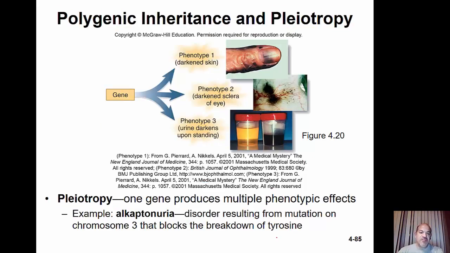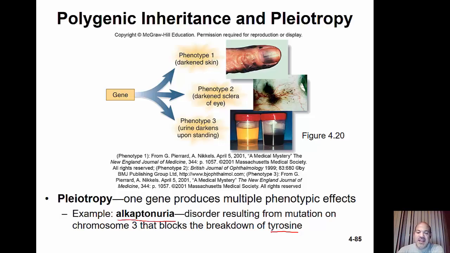And then we have pleiotropy, and this is where one gene produces multiple phenotypic effects. The example given in the book here, so you have one gene, and then you can see many effects, is actually a disorder called alkaptonuria. This disorder results from a mutation on chromosome 3, which blocks the breakdown of tyrosine. Basically, it creates a faulty enzyme in the metabolism of breaking down tyrosine. And so tyrosine is transformed to another compound, and then that compound is supposed to go through another change, but it can't because the enzyme is not produced correctly.